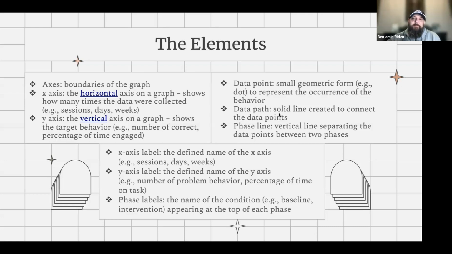We also have our data paths, which are the solid lines that connect all of the data points. And we also have phase change lines. And that phase change line is a vertical line that separates data points between two phases. So like if we have baseline data, we'd put a phase change line in, and then we would have our intervention data. And again, I'll show you those on the next slide.